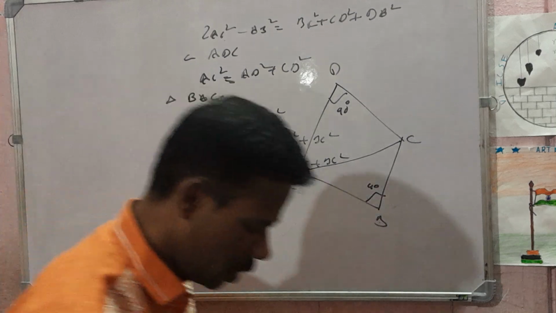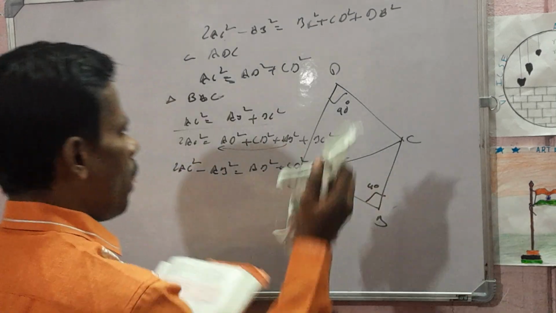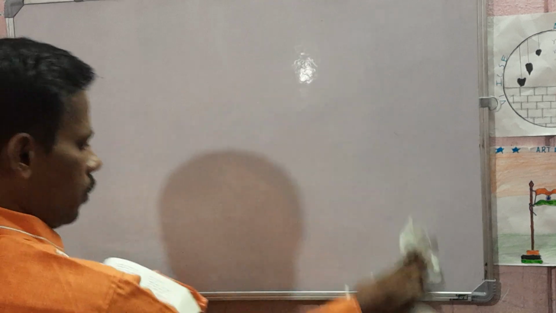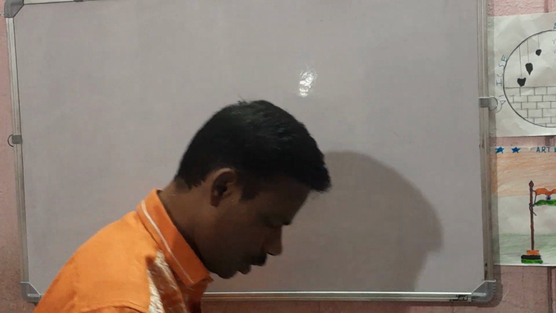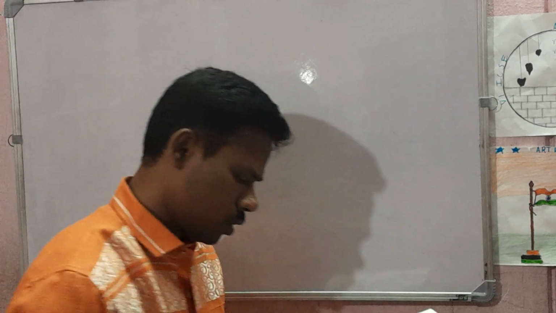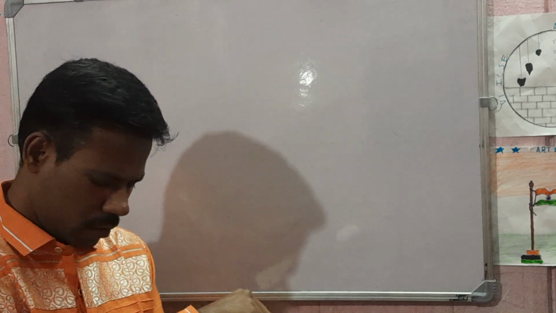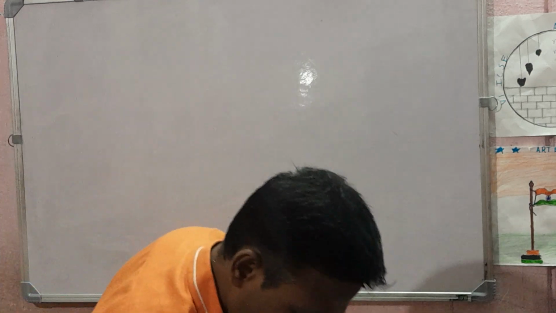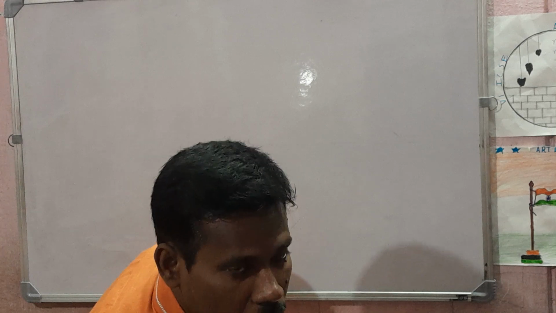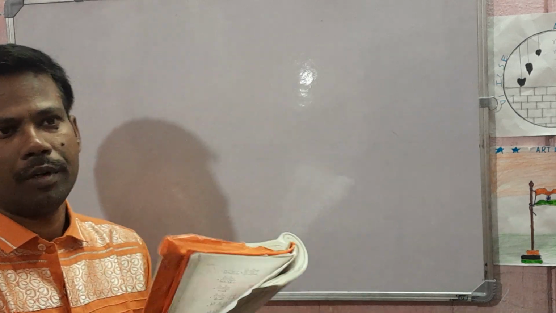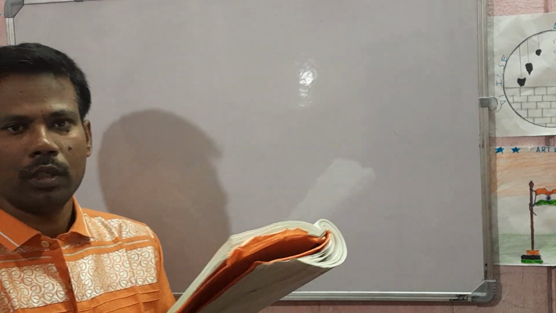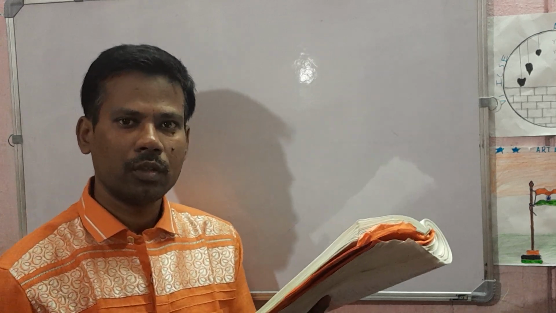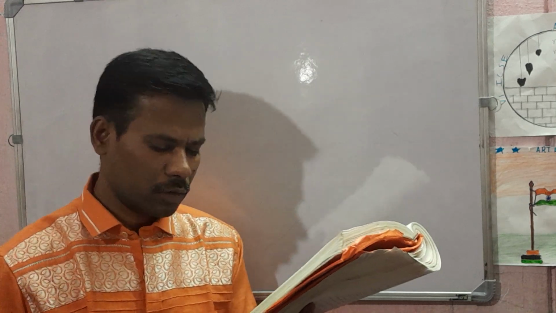And another one, important. Prove that sum of squares of the diagonals of a parallelogram is equal to sum of squares of its sides. This I have done previously in the Pythagoras theorem by using a different method. Now I am doing in another method. This is the benefit for yourself only. Whichever method you want to do, you can apply that one.